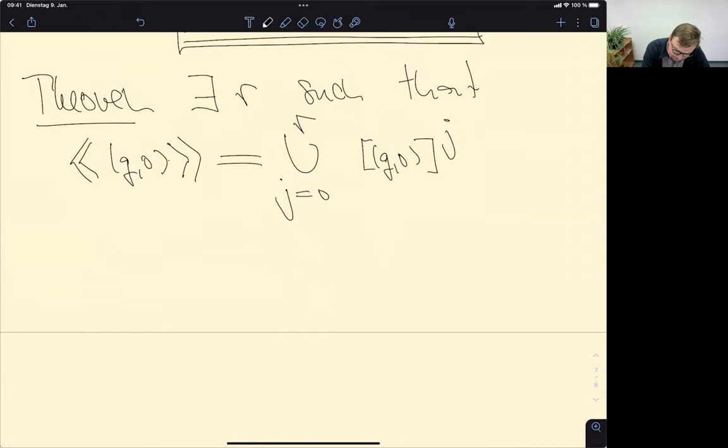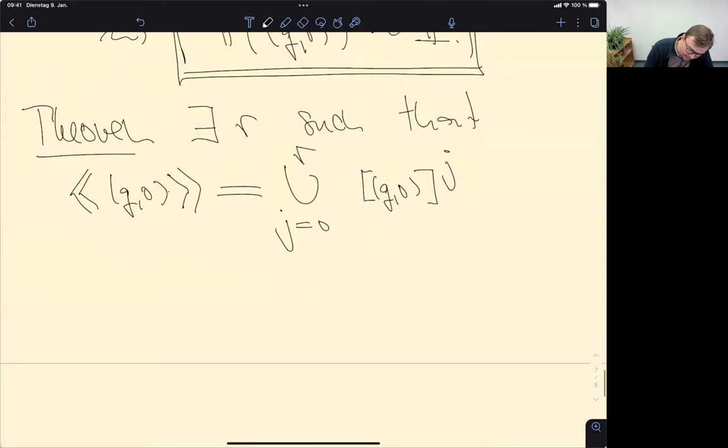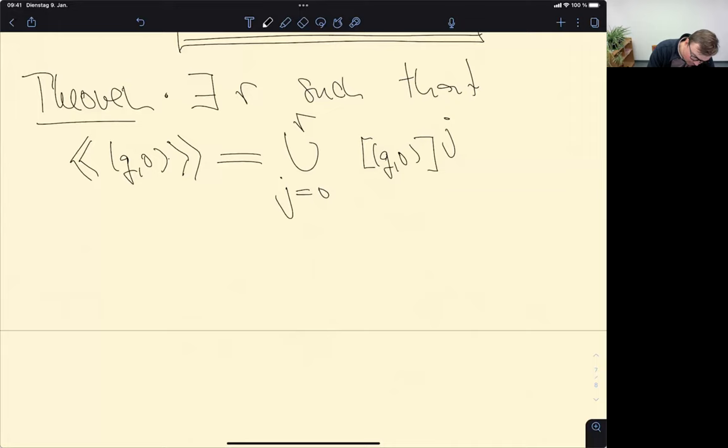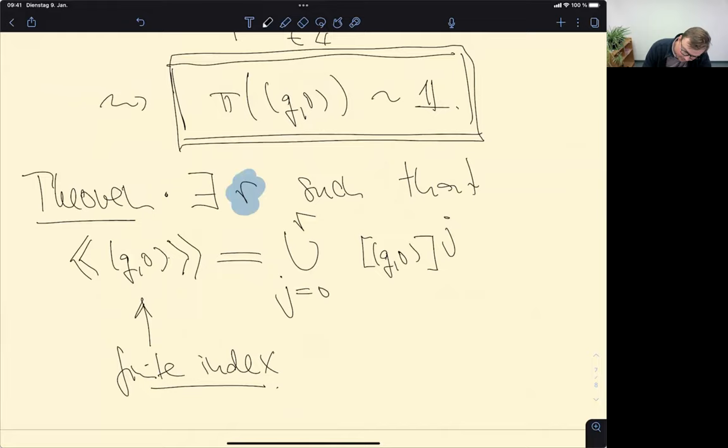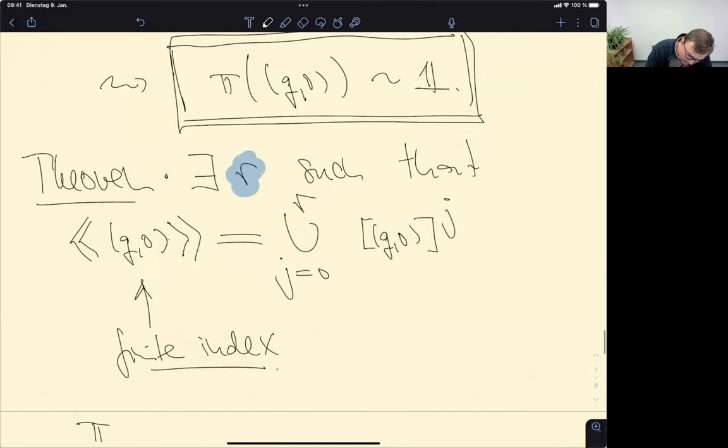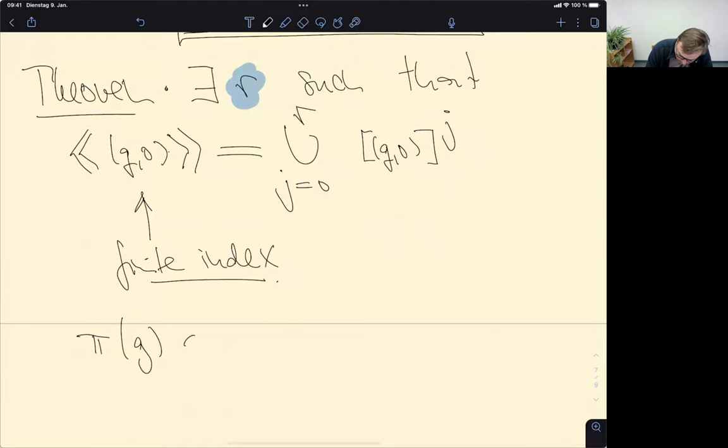All right, so let me just finish the proof. That's a second thing which was known, a much older result, that this is actually of finite index. You know that very well. But the index, of course, depends on Q. So the R is uniform, but the index is not uniform. Anyway, what we are getting from this is that pi, right? We know that this element is mapped close to the identity. But now what I'm claiming is that pi of G is also close to the identity for all G in this normal subgroup.